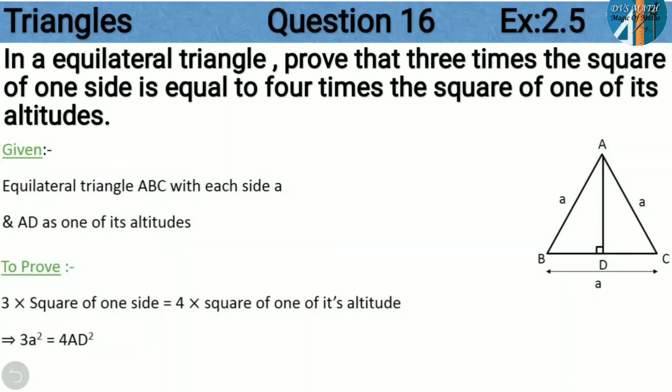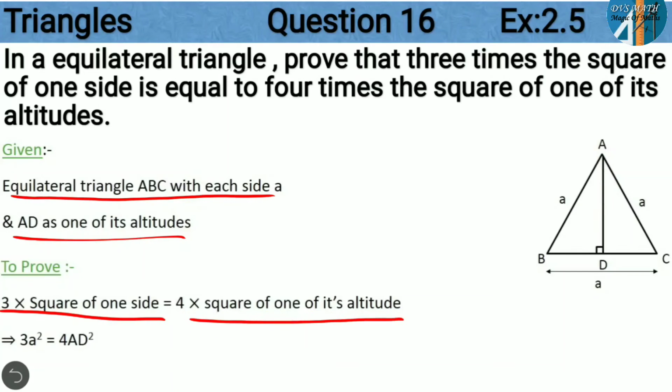So let us write the given. Here let us take equilateral triangle ABC, in which all sides are a, and let us take an altitude, which you know is perpendicular to the base. Here AD is an altitude, so AD is one of its altitudes. To prove, they have given in the statement, right? So let us write it numerically. 3 times the square of one side is equal to 4 times the square of its altitude, that is 3a square is equal to 4AD square. Or you can take it as 3 times AB or BC or AC, but generally you can take it as a. So 3a square is equal to 4AD square.